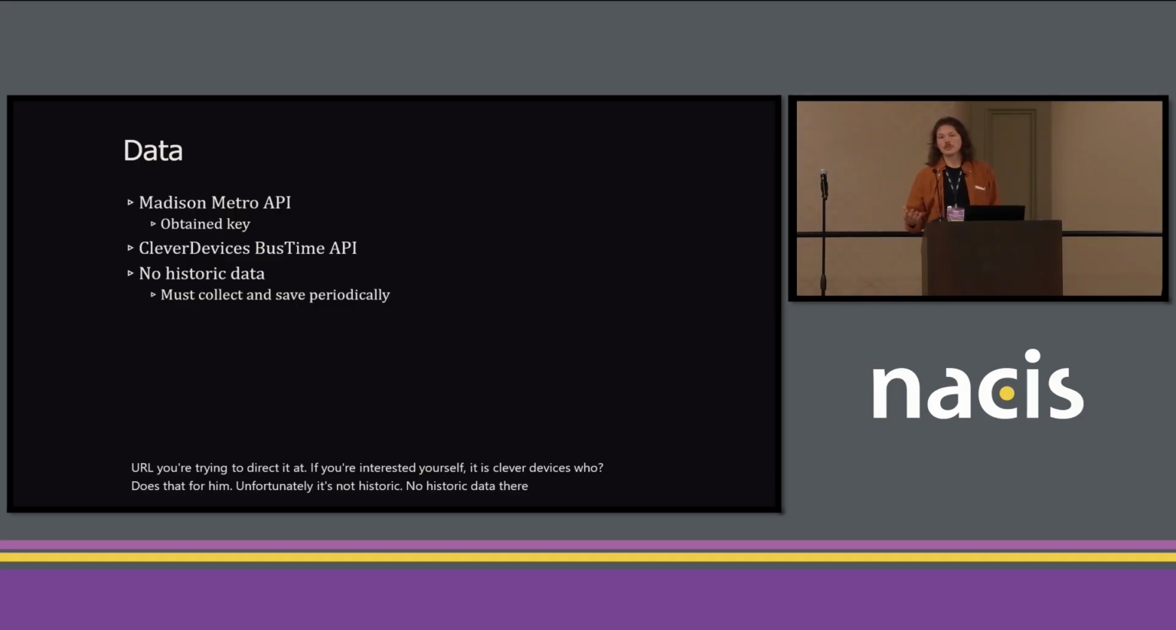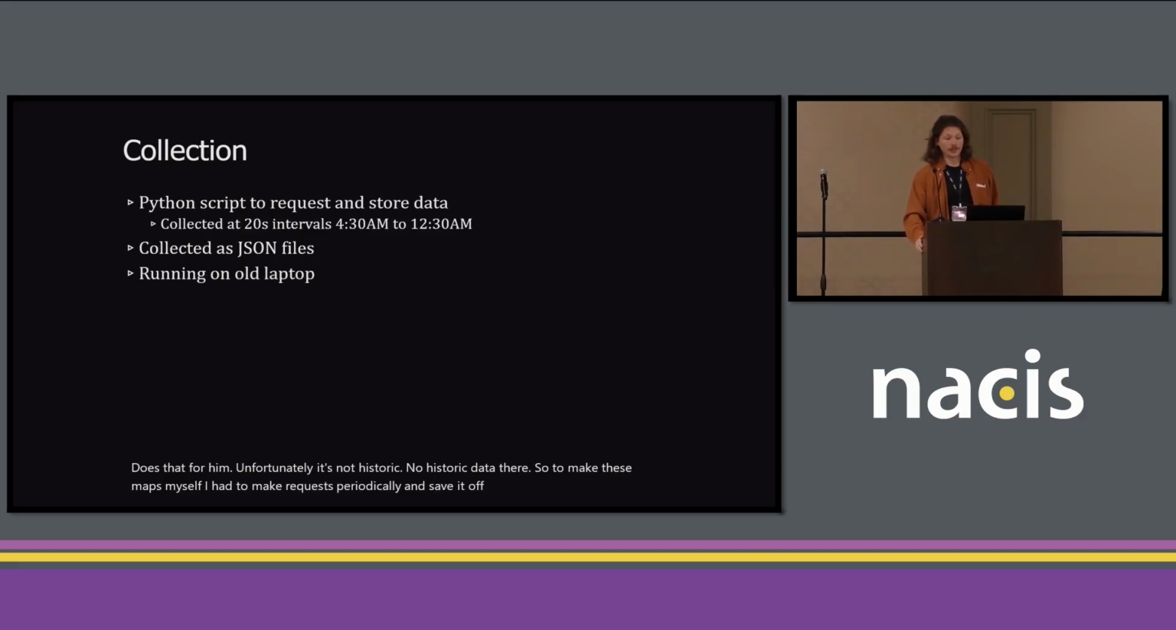So to make these maps myself, I had to make requests periodically and save it off locally. And to do this, I just did it with Python. I made some requests at 20-second intervals through the times that the buses run. I pulled that down to a local file, and it comes back as a JSON request, so I saved it that way, simply. And I had this script running on an old laptop that's sitting in my house still running this. We're still collecting some more data.